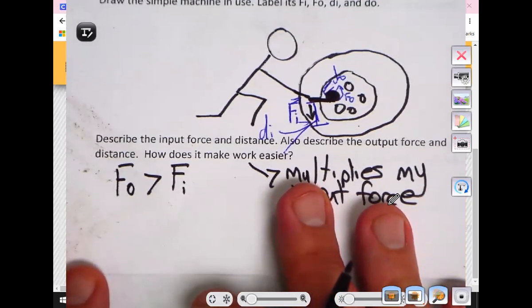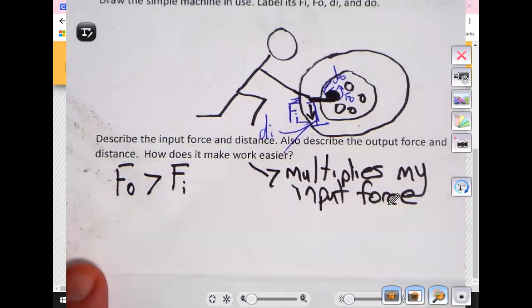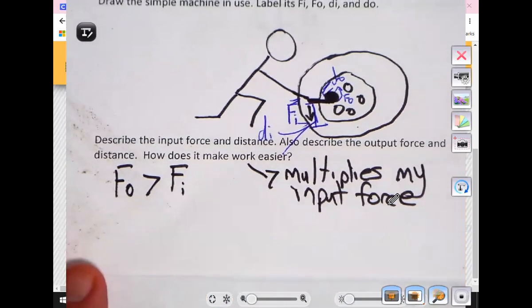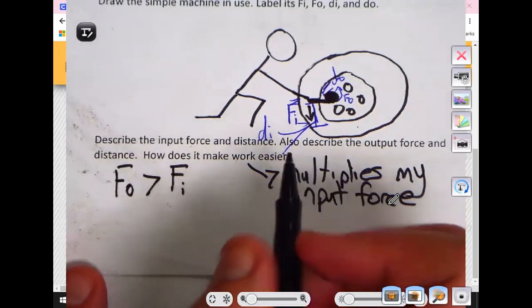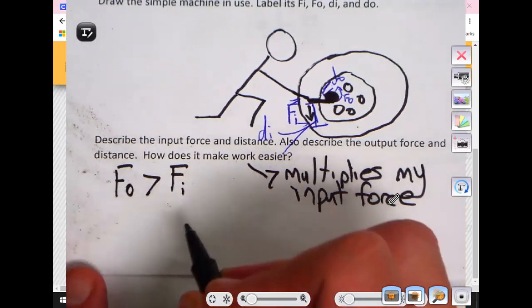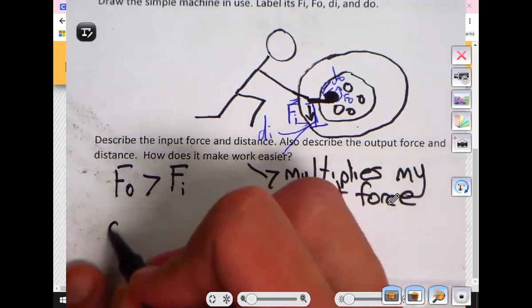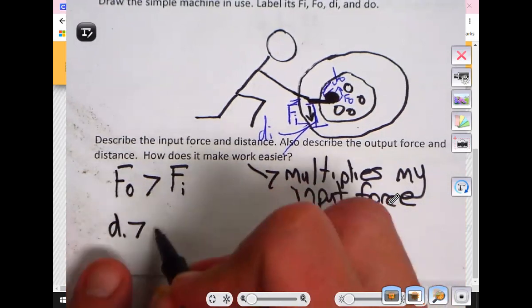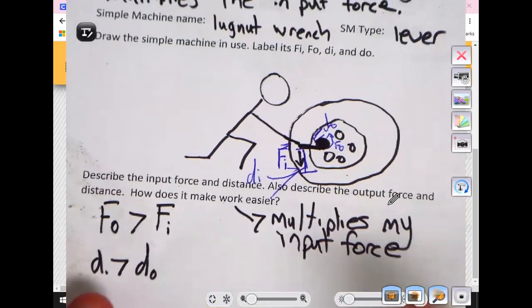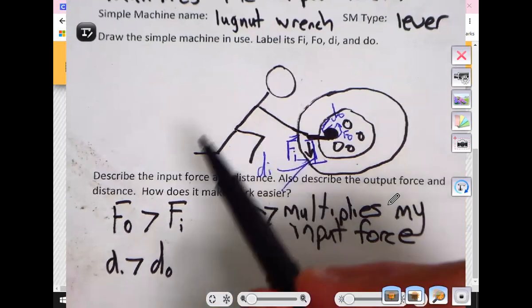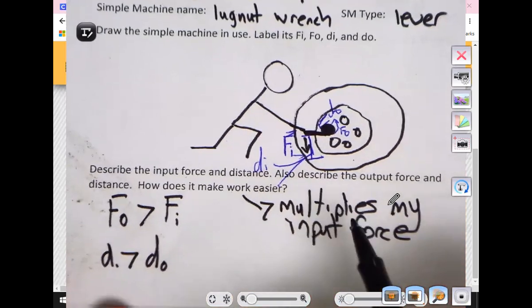Who does a longer distance? Who pushes on it and does a longer distance for their force? All right, the person. So that's the distance. Which one? The distance input is greater than the distance output. All right, and so that's what we're seeing right here. That's what we wanted to emphasize with that here.